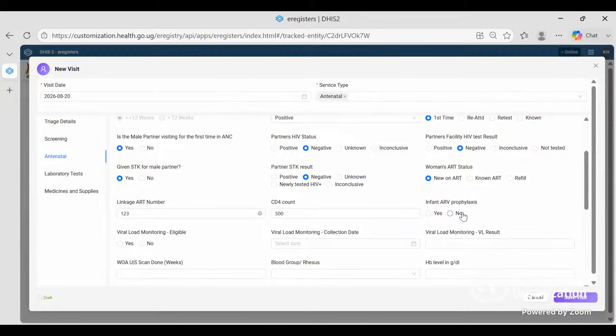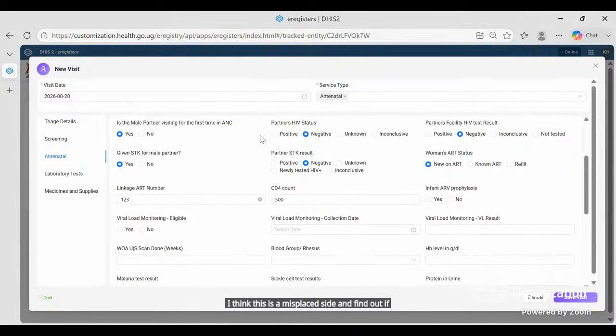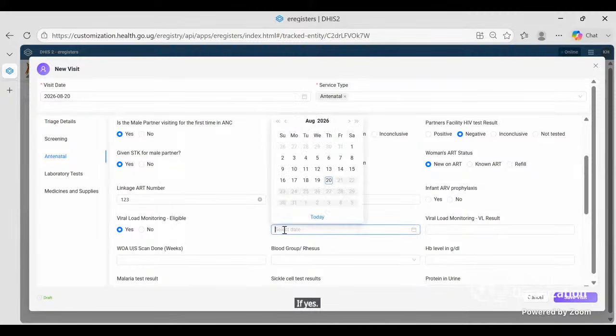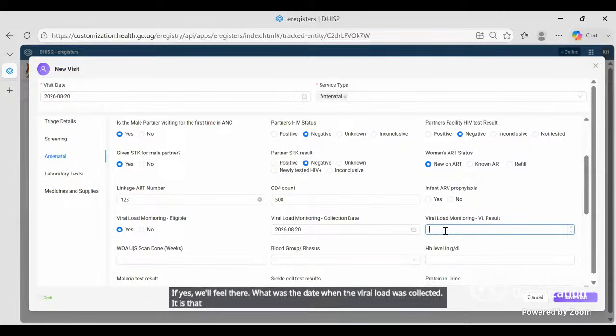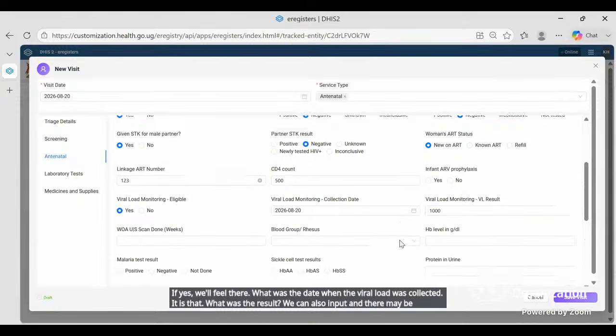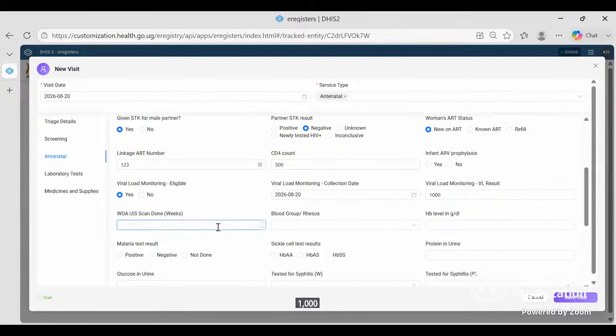I think this is a misplaced one, so find out if this mother is eligible, an HIV positive mother. If yes, we'll fill there. What was the date when the viral load was collected? What was the result? We can also input, say, maybe 1,000. Then the scan, if it was done, the weeks that it indicated, we can say maybe 12.